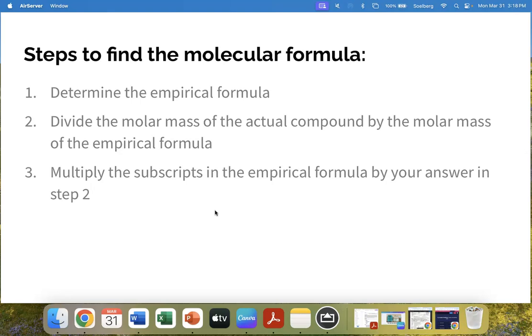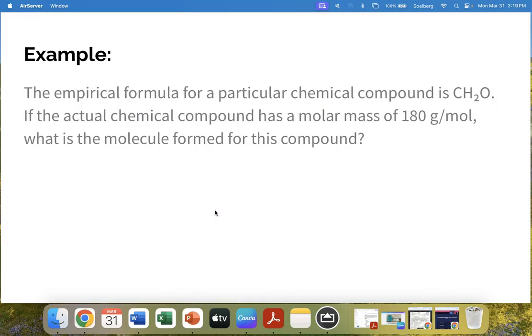Okay, so we're going to try one of these. It says the empirical formula for a compound is CH2O. If the actual chemical compound has a molar mass of 180 grams per mole, what is the molecular formula for this compound? So they gave us our empirical formula. We don't have to find it. Sometimes on these kinds of problems, they'll give you those percentages again, and you'll have to figure out the empirical formula first. If we're finding the molecular formula, they're always going to have to give us this molar mass somewhere in the problem.